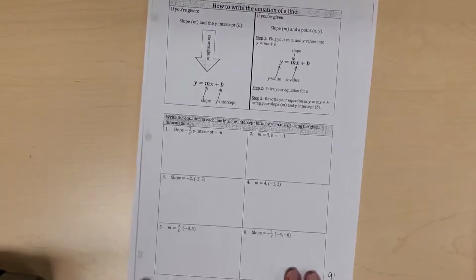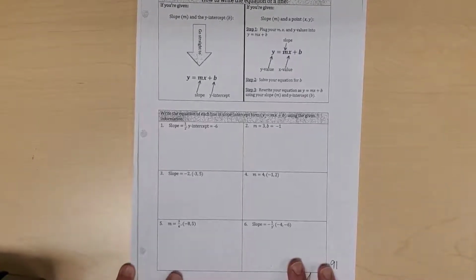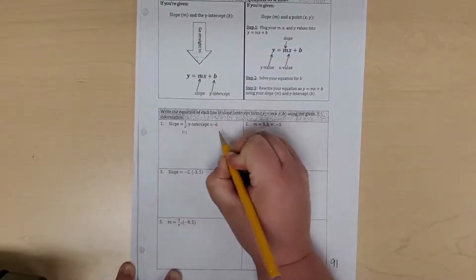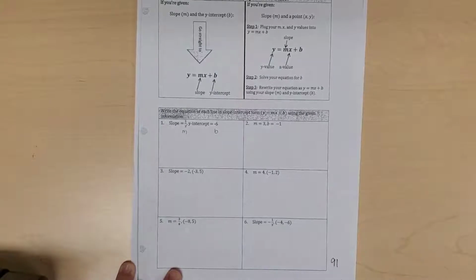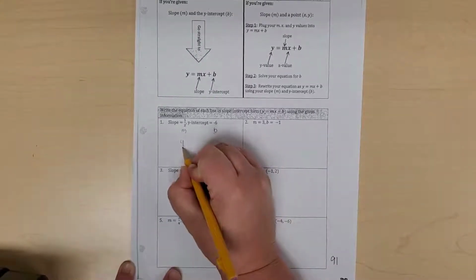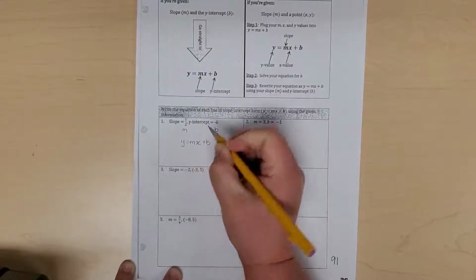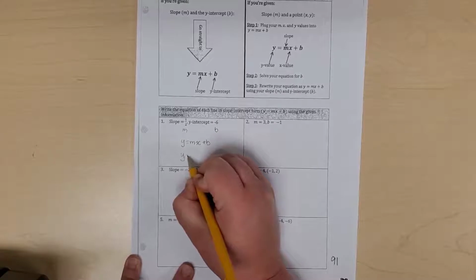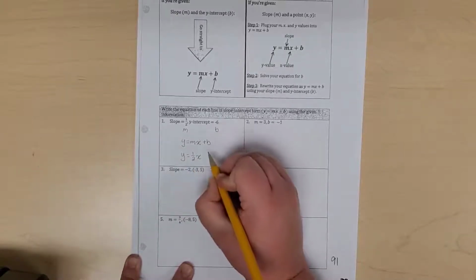Number 1 gives you the slope, which is 1/2, and a y-intercept of -6. So remember, slope just stands for m, y-intercept stands for b. So we're going to plug it straight into the equation, which is y equals mx plus b. So m is 1/2, so I get y equals 1/2 x. And then b is -6.